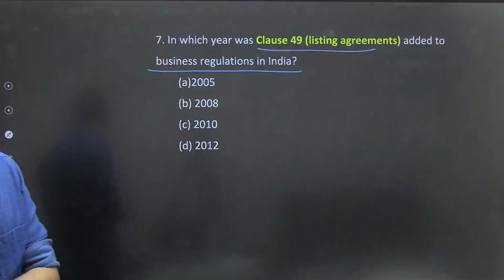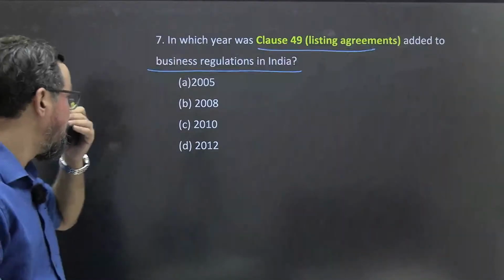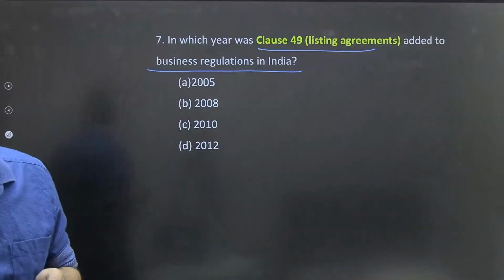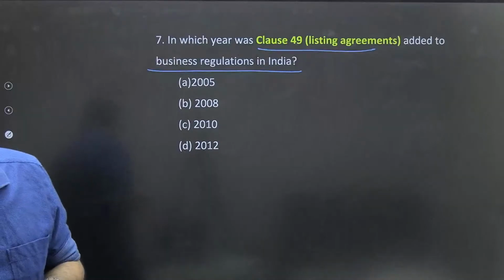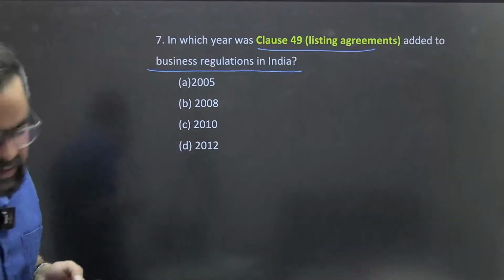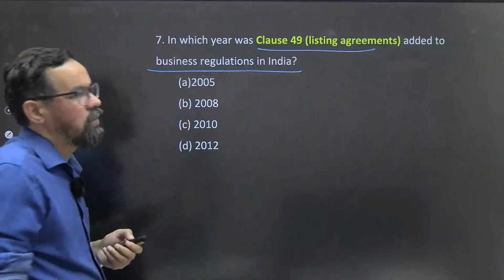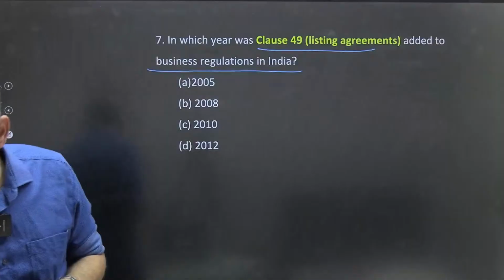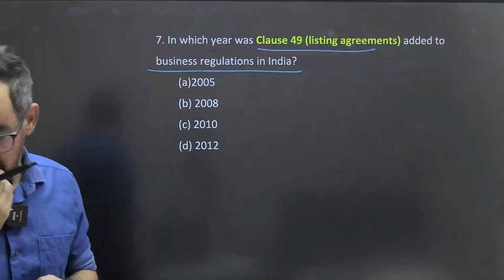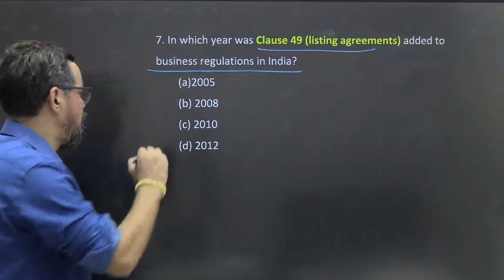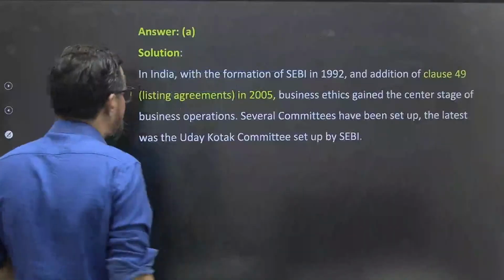Anyone who wants to answer this question, guys? Pavitra ma'am is saying A. No, not A. Anyone else? It was included in which year? 2008, yes, A is the right answer. Sorry. Anyone who wants to answer? Pavitra ma'am is saying option A. Ramakrishna sir is saying option B. Anyone else? Sorry, my bad. A should be the right answer. There was a committee.